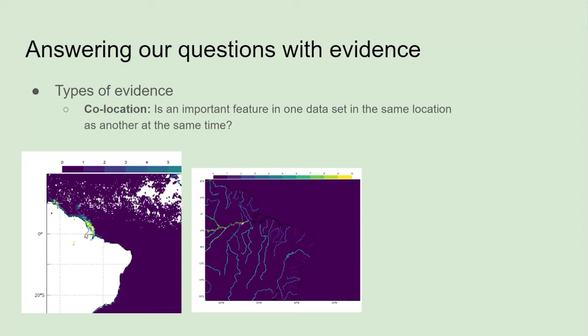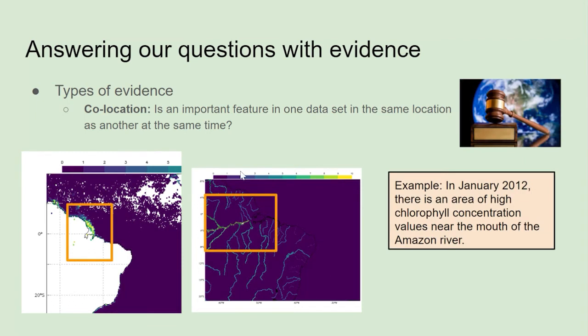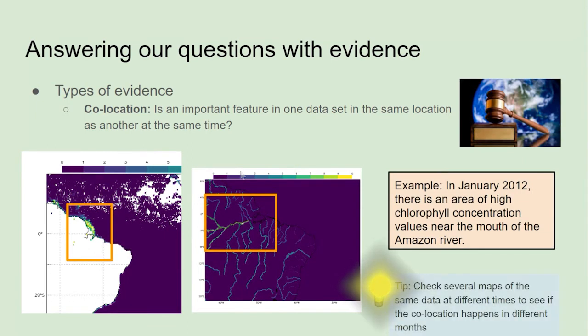We have a major river, and in the mouth of that major river, where the river is entering the sea, we have a high chlorophyll concentration. So my data tip to you is when you're looking at collocation, you need to check to see if the pattern or the collocation that you see exists at different times during different months.